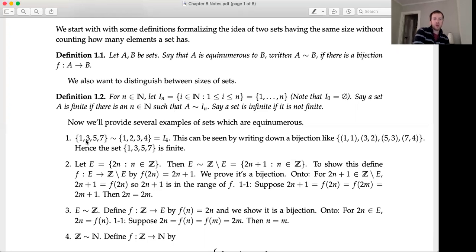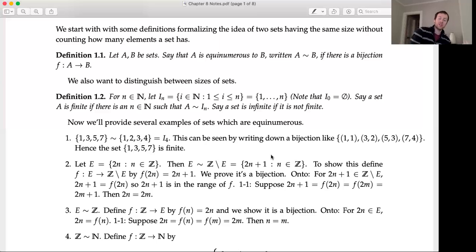When we start talking about infinite sets, things get more complicated. As a first example, well, this one is not so strange looking. What the second example says is, if you take the set of even numbers, so 2n for n in the integers, so positive and negative even numbers, and then if we look at the odd numbers, 2n plus 1, which is the integers minus the even numbers, those sets are equinumerous. So the even numbers are equinumerous to the odd numbers.